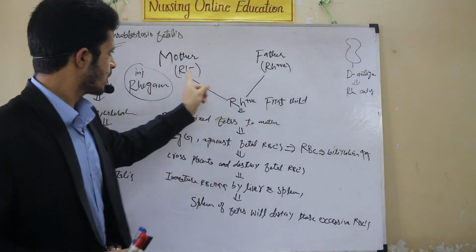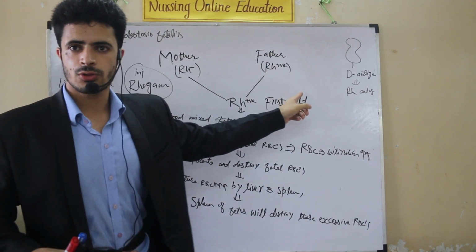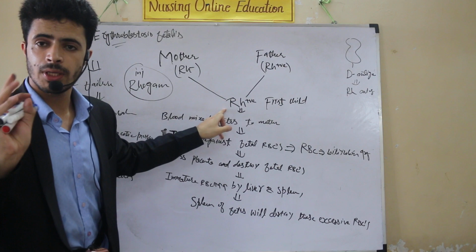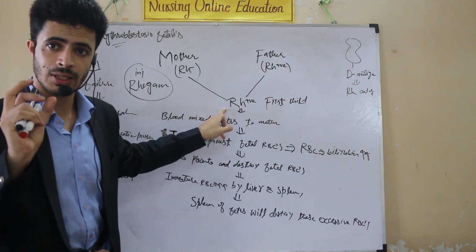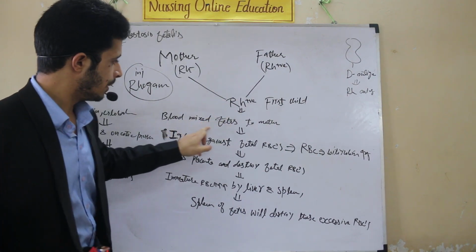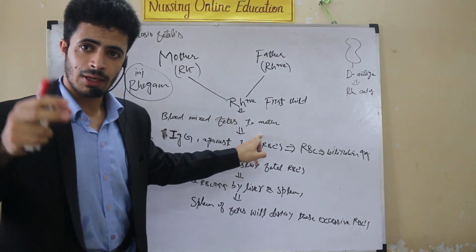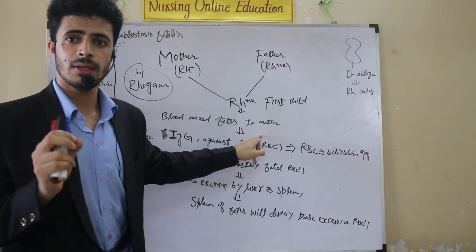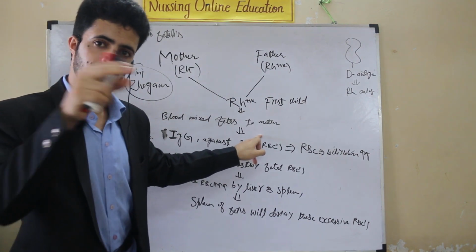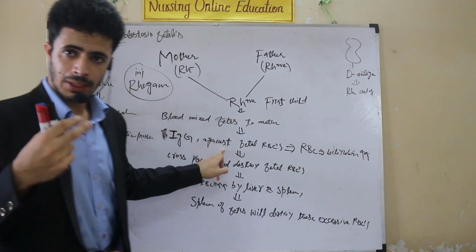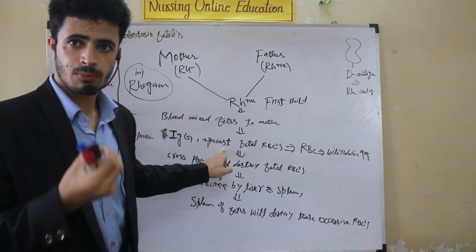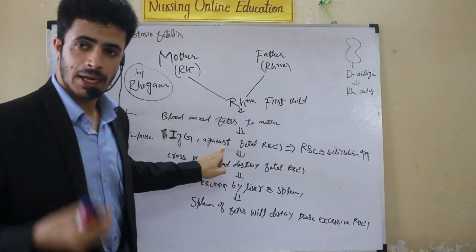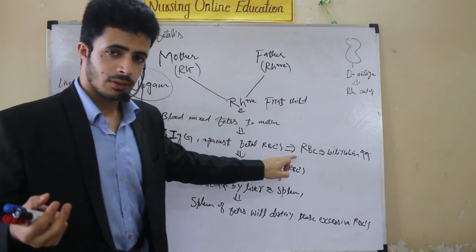The mother is Rh negative, the father is Rh positive. When the mother is Rh negative and the father is Rh positive, the first fetus will be Rh positive because the father is Rh positive, as per the law of genetics. Then blood will mix. During the first pregnancy, there are chances that fetal blood can mix with the mother's. If it mixes, the mother will form antibodies against this Rh positive antigen. When there is IgG antibody formation, what will happen?